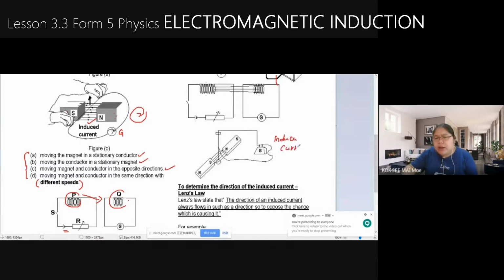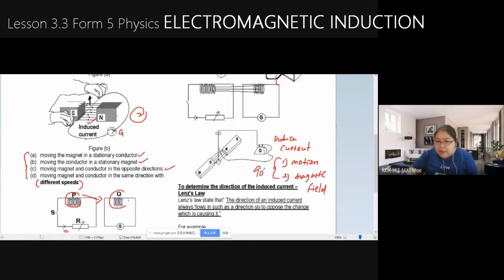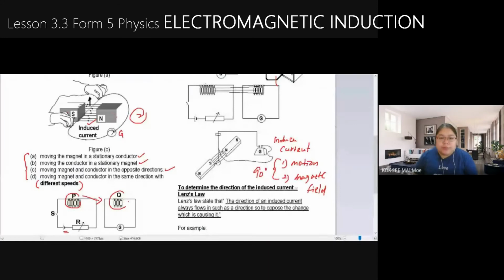For induced current to be produced, first, you must have motion. Number two, you must have a magnetic field. Then after that, these two must cut each other. Cutting at 90 degrees is perfect. If you cut at 90 degrees, you can produce the full induced current. So we're just talking about three things only: motion, magnetic field, and induced current. Now let me show you some diagrams.